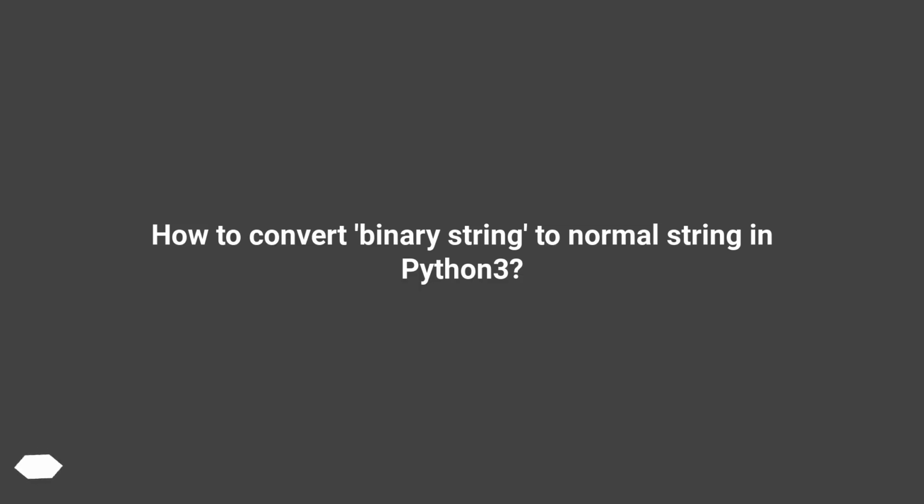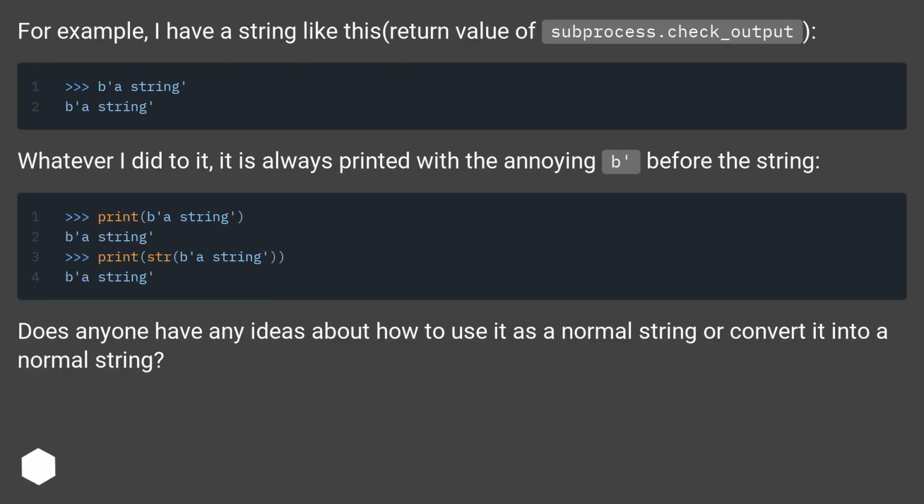How to convert binary string to normal string in Python 3? For example, I have a string like this, the return value of subprocess.check_output. Whatever I did to it, it is always printed with the annoying b before the string. Does anyone have any ideas about how to use it as a normal string or convert it into a normal string?